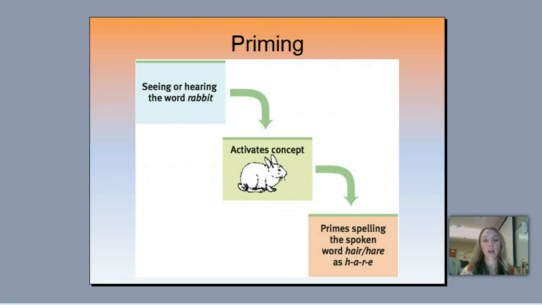And then when I'm asking you to spell hare afterwards, if it went in that sequence, you'd be more likely to spell the word H-A-R-E than you were to spell the word H-A-I-R, because I primed you with the picture of a rabbit. So that's your brain making associations so that you're more likely to say one thing or learn one thing or another. Okay, so that would be priming.